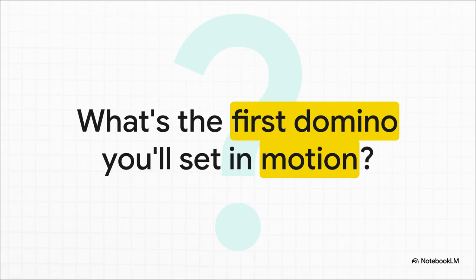Okay, so now you've got the core concepts. You understand the building blocks, you understand the process, and you know about the power of the community. So really, the only question left for you is what repetitive task are you going to eliminate first? What's the first domino you're going to set in motion?